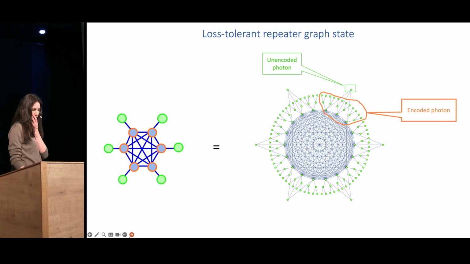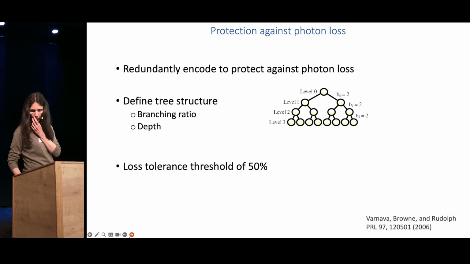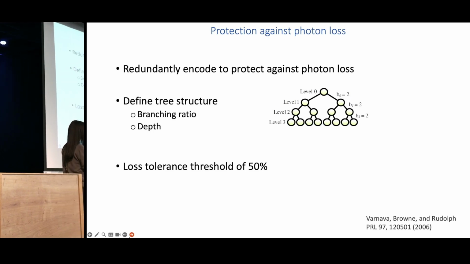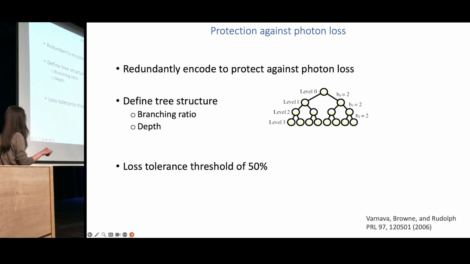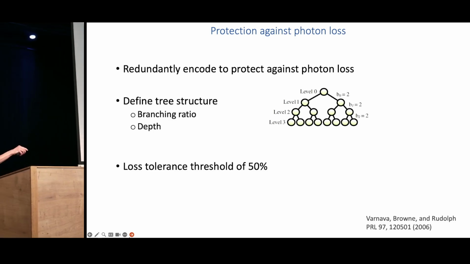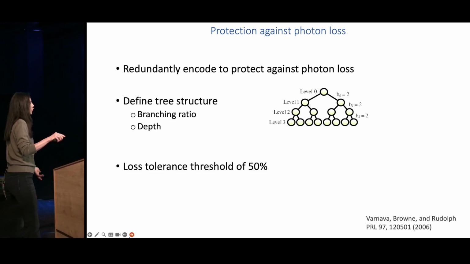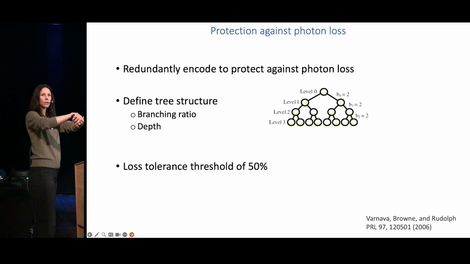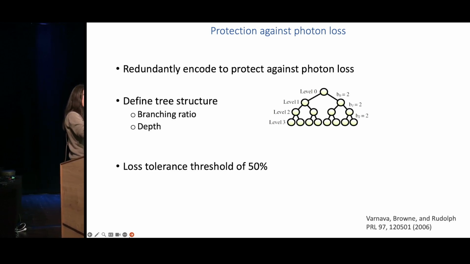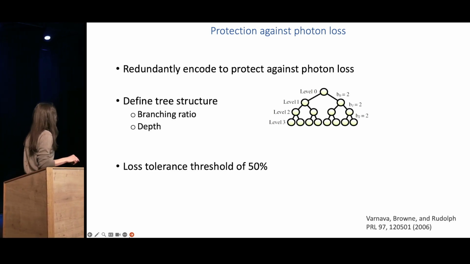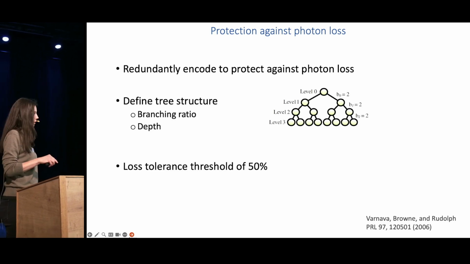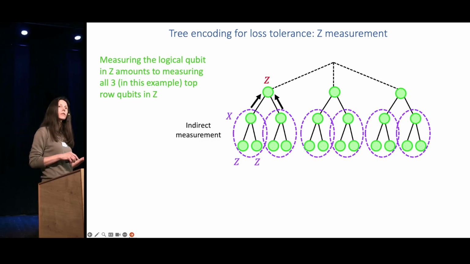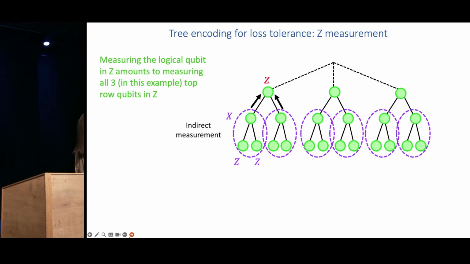Now, I'll show you briefly, before I wrap up, why this works. So this code was introduced by Terry Rudolph and collaborators, and it has the structure. It looks like a tree, of course. So there's a branching ratio, which tells me how many branches every qubit has, and the depth. And this is very highly loss tolerant. So let's try to use the things we saw from graph state rules to understand a little bit the loss tolerance.